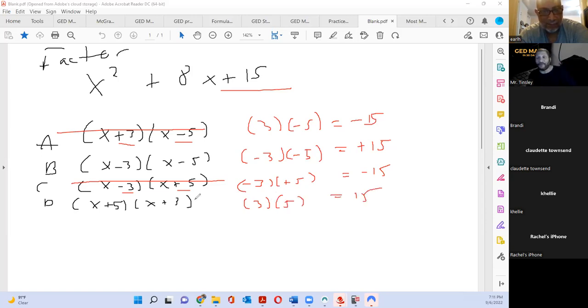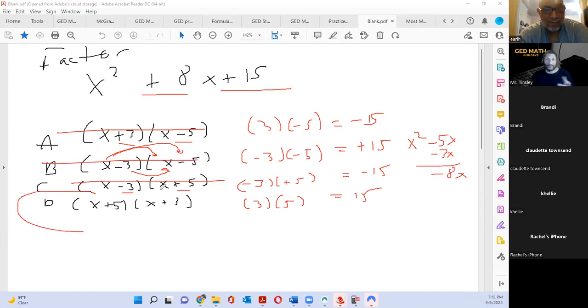So now instead of having to factor it, just multiply it out. X squared minus 5x minus 3x. I can stop right there. They're both negative. I know when I combine like terms that if they're both negative, that's going to be minus 8x. I need a positive 8x. Can't be B. My answer is D. I'm done. I'm done in less than a minute. That's without doing any work.